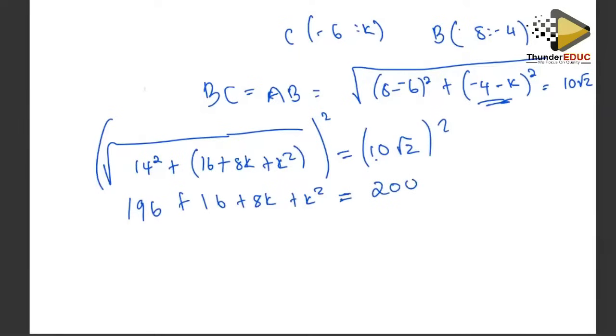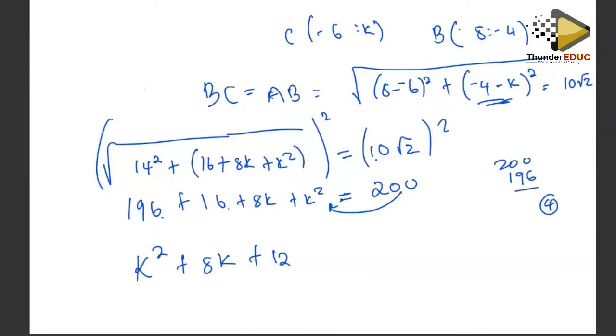Let's move everything to one side so that we have K squared plus 8K. Then that's going to be a -4 plus this. I think it's just going to be a 12, because I'm trying to look at 200. I'm taking away 196, which is a 4. Okay, 16 minus 4, which gives me a 12, is equal to 0.